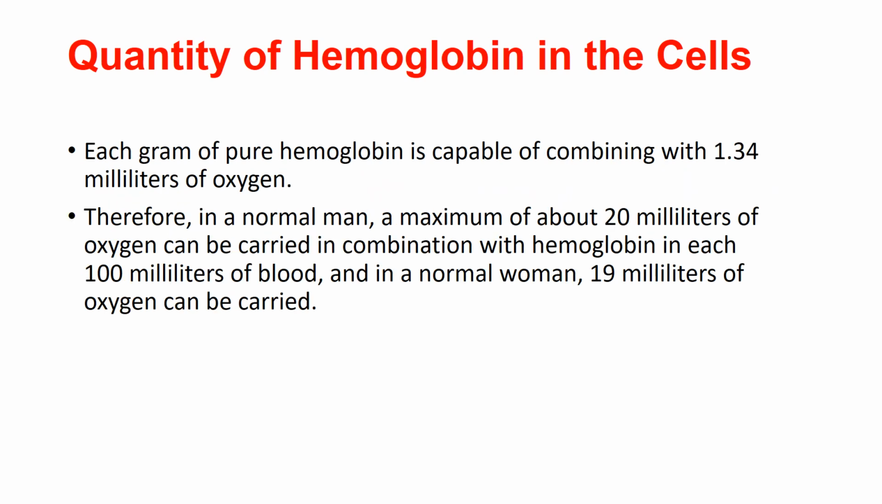Each gram of pure hemoglobin is capable of combining with 1.34 milliliters of oxygen. Therefore, in a normal man, a maximum of about 20 milliliters of oxygen can be carried in combination with hemoglobin in each 100 milliliters of blood, and in a normal woman, 19 milliliters of oxygen can be carried.